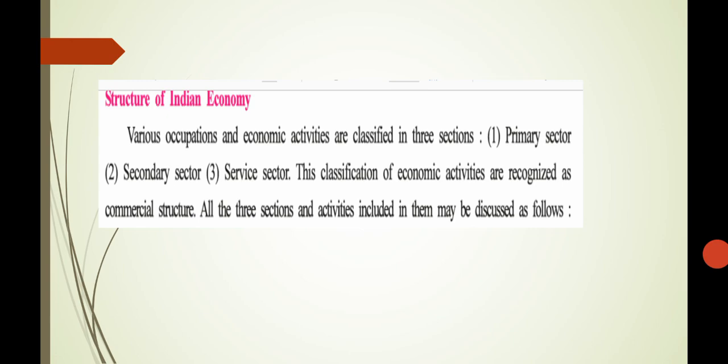Various occupational economic activities are classified in three sections. See, economic activities के three parts होते हैं, that is primary sector, secondary sector and service sector. This classification of economic activities is recognized as the commercial structure. All the three sections and activities included in them are discussed as follows.